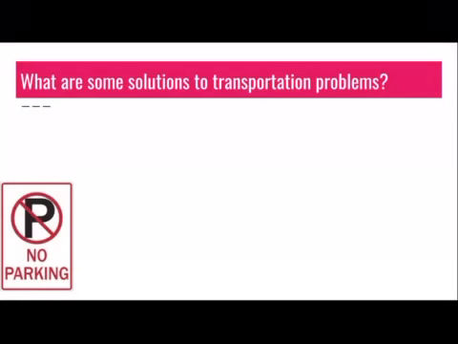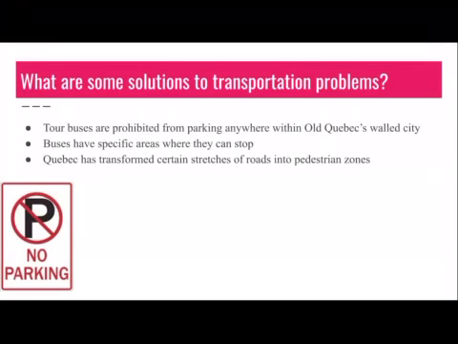What are some solutions to transportation problems? Some solutions that the city came to were that tour buses are prohibited from parking anywhere within Old Quebec's walled city. So tour buses have to drop the tourists off and then go park somewhere else. Buses have specific areas where they can stop also. They can't just stop anywhere. And Quebec has transformed certain stretches of roads into pedestrian zones only. So there are no cars allowed at all in certain areas to keep the walking flow going.